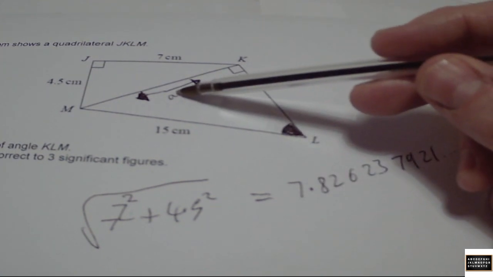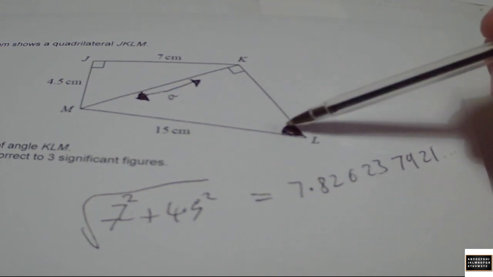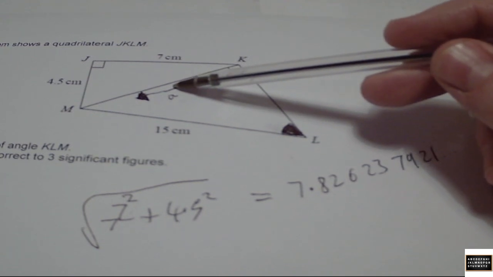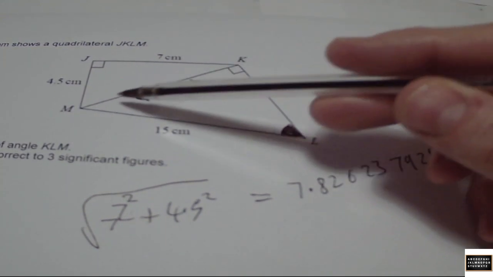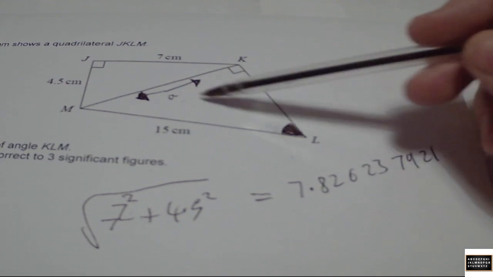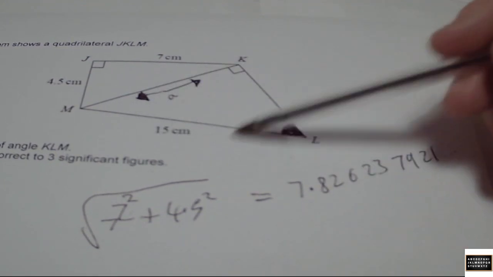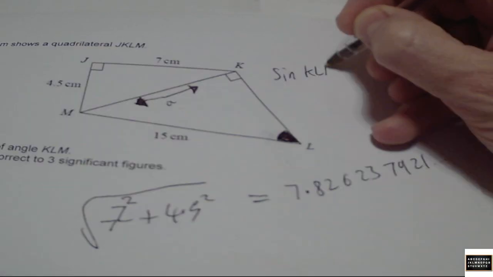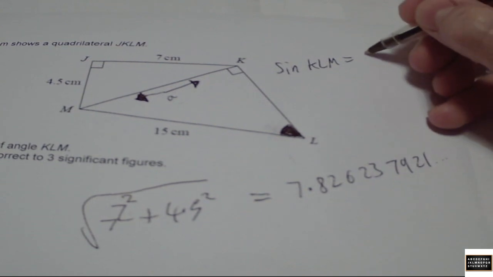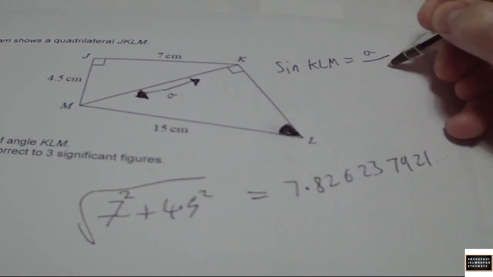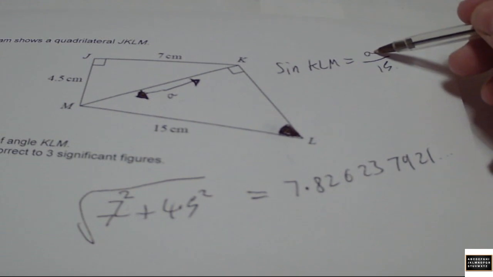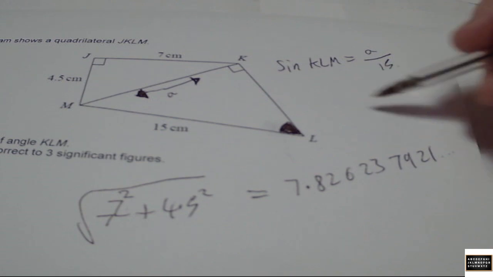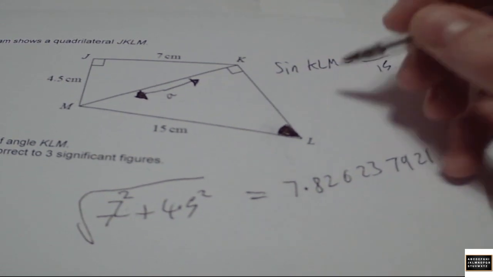Now that I know what this is, I'm looking at this right angle triangle and working out what my angle is going to be. My relationship here, well, we're looking at the opposite side, and this is the hypotenuse, so sine, opposite over hypotenuse, is the relationship that I need. So it's very straightforward: sine of my angle KLM equals the opposite, which is my little a, over the hypotenuse 15. My a is 7.826237921. I'm going to put that in there.